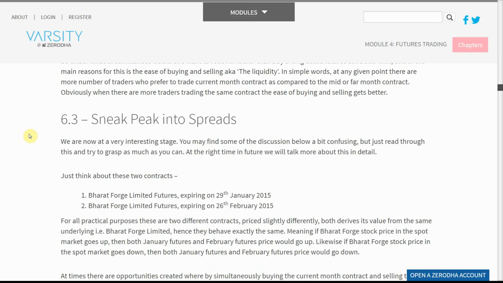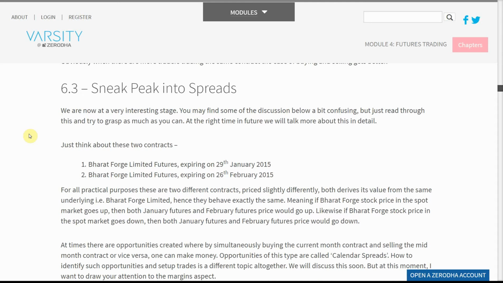6.3 Sneak peek into spreads. We are now at a very interesting stage. You may find some of the discussion below a bit confusing, but just read through this and try to grasp as much as you can. At the right time in future, we will talk more about this in detail. Just think about these 2 contracts. Bharat Forge Limited futures, expiring on the 29th of January 2015. Bharat Forge Limited futures, expiring on the 26th of February 2015.